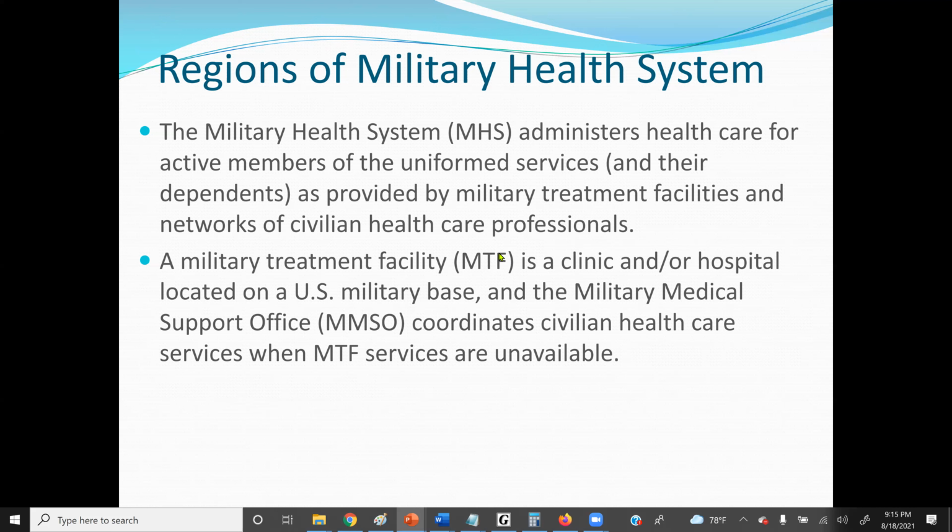The military health system administers health care for active members of the uniformed services and also their dependents. So military family members who are not in the military, but are military dependents, also get treatment in military facilities. Again, the MTF is a clinic or hospital located in a US military base. It can be in the US or overseas, wherever there's a military base.